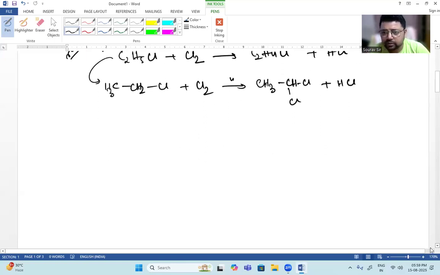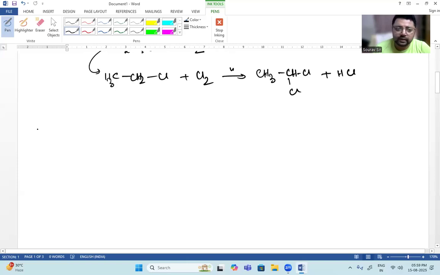How can we prepare alkyl halide from alkanes? Now the next thing is alkenes to alkyl halides.